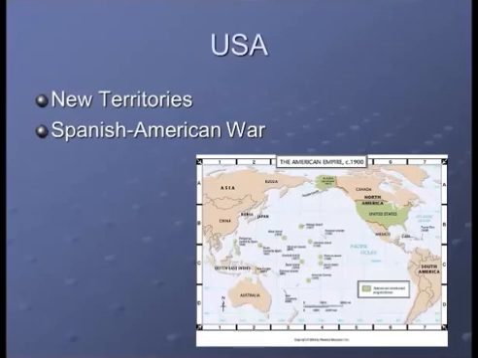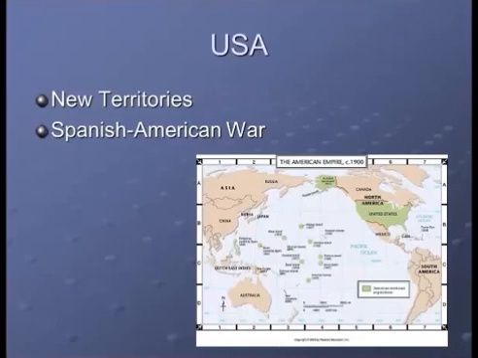Now, the United States also builds an empire. We forget about that. We buy Alaska from the Russians. We annex Hawaii. We acquire numerous Pacific islands. We also seize territory from Spain when we fight the Spanish-American War over tension in Cuba. After we defeat the Spanish, we annex Cuba, Puerto Rico, and the Philippines. So the United States also builds a pretty substantial empire by the turn of the century.